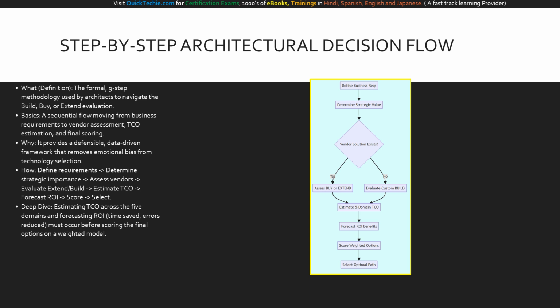This flows directly into step 7, forecast ROI benefits. By mathematically comparing the TCO against the ROI, we move to step 8, where we score weighted options objectively. This highly disciplined, linear flow ensures that by the time you reach step 9, select optimal path, your recommendation is bulletproof, backed by both strategic alignment and rigorous financial forecasting.